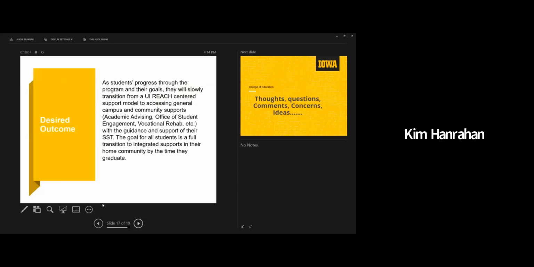The desired outcome in the end is that as students progress through their goals, they'll slowly transition from UI Reach Center support to community supports and campus supports. We were finding that a student really wasn't learning how to self-advocate, understand and recognize what their own needs are, and advocate to get some support in helping them manage those skills. So this is really the reason for this new model, not only that a team approach is more beneficial, but really that students understand what their needs are and can identify them so that when they leave our program in their home communities, they already have some integrated supports that they can tap into. And that can be supported by our alumni specialist as well once they graduate.